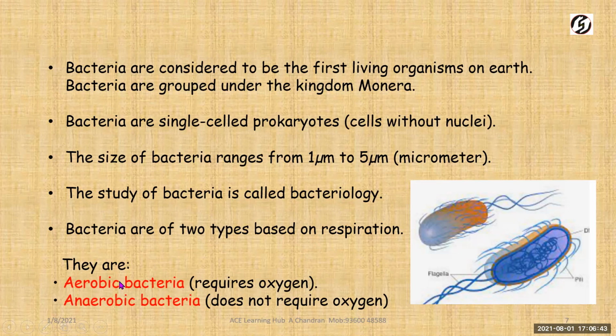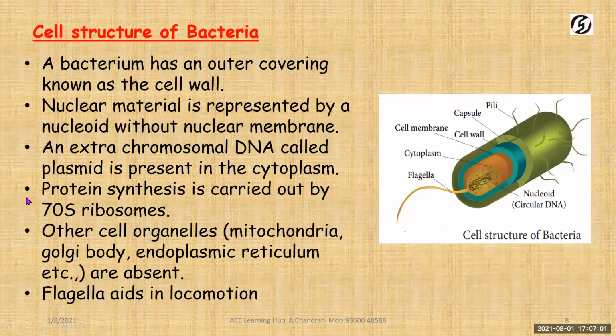And there are two types of bacteria, aerobic and anaerobic. Aerobic means they require oxygen to live, like human beings. Anaerobic ones don't need oxygen. Without oxygen also they can survive. The cell structure is shown here for you. The bacterium has an outer covering known as the cell wall. See here, the outer cover, the cell wall. Nuclear material is represented by a nucleoid without a nuclear membrane. So the nucleoid is there, but there is no nuclear membrane in bacteria. This is basically a simple structure of a bacterium.